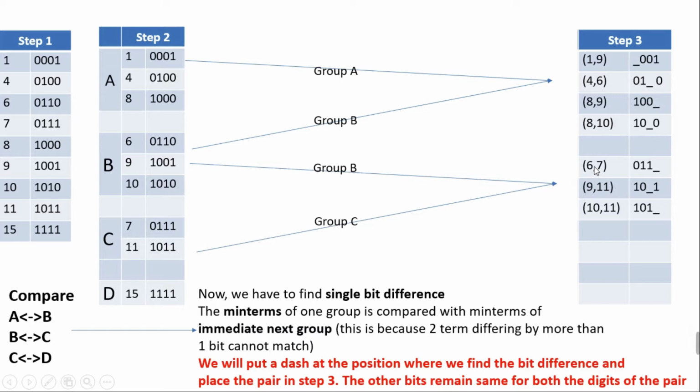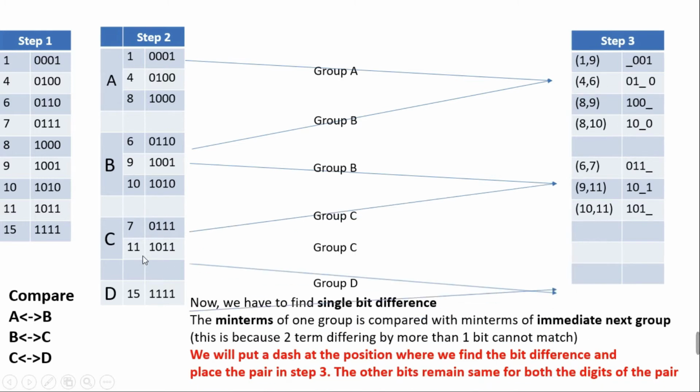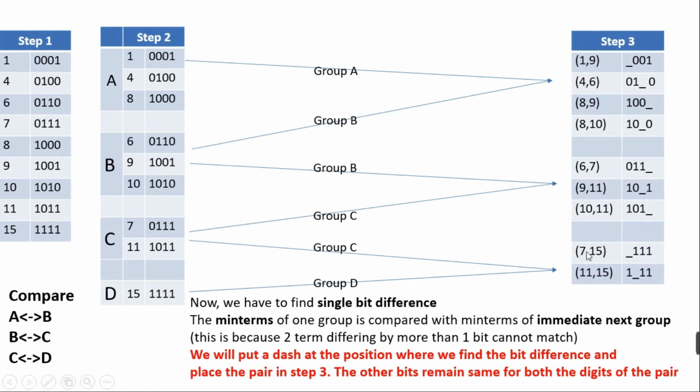Alright, so 6, 7, we'll get this pair, and we'll also get 9, 11 pair, and we'll also get 10, 11 pair. All of these pairs actually match the condition of single bit differences. That's why we actually put them in step 3. So after that, we're going to be comparing group C with group D, and you can see that from the comparison of group C and D, we'll get the pairs of 7 and 15 and 11 and 15.